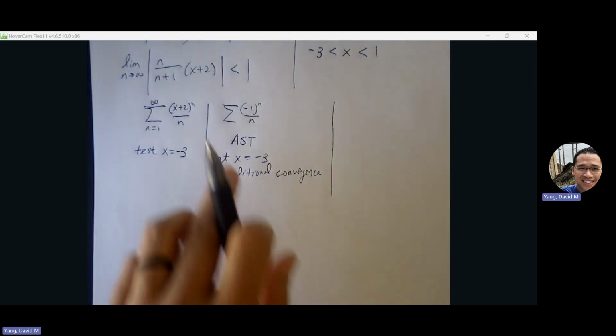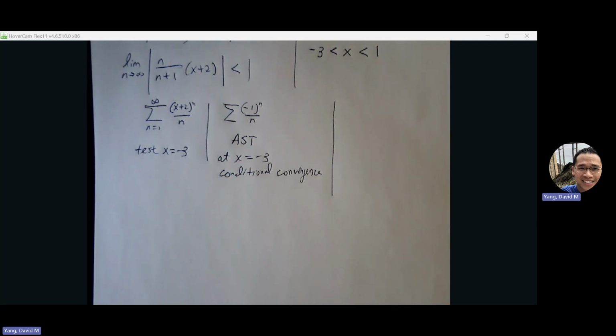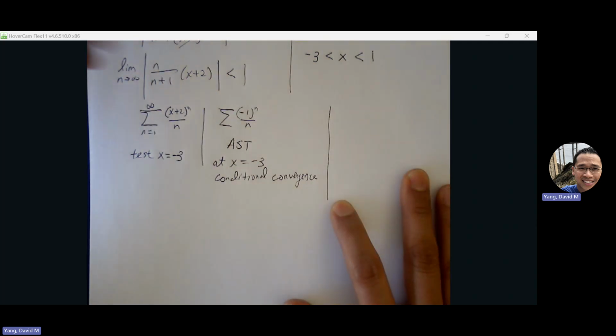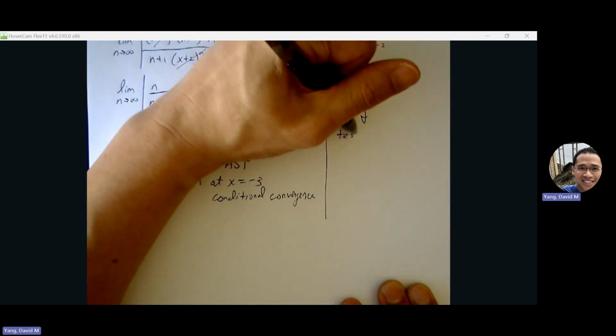All right, so we know that it does converge at -3, but that alternating series test, if we were to strip away that -1 to the n, my series will suddenly diverge. It will become a harmonic series. Okay, so let's test the other one. The other one is at x equals 1, right? So we're going to test x equals 1.